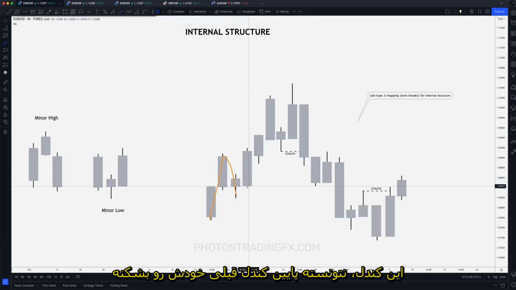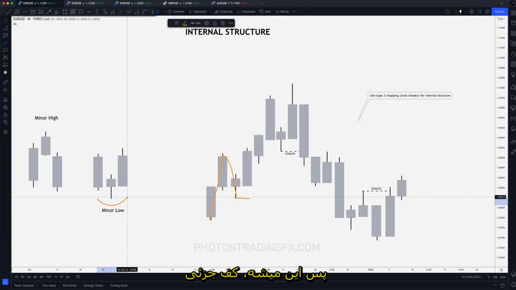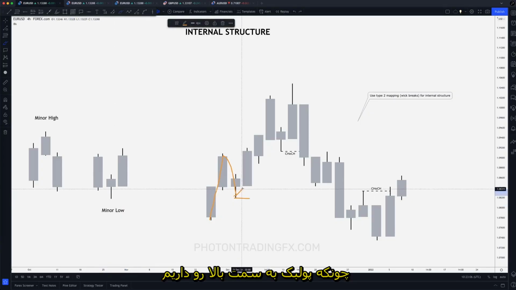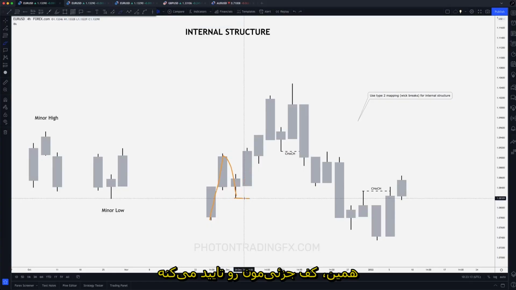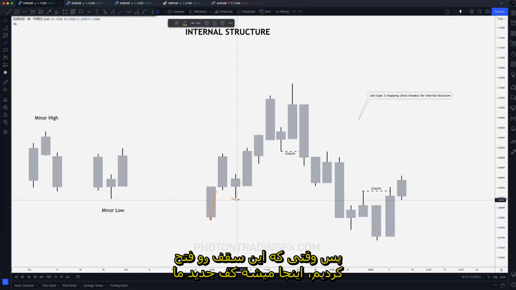Now this candle here has failed to break this candle's low, okay? So this is a minor low now, right? Because what's happened? Now price has pulled back up. So now we continue to the upside and then we take out this high here, right? And that confirms our minor low, right? So now this becomes my new low once we take this high out here.